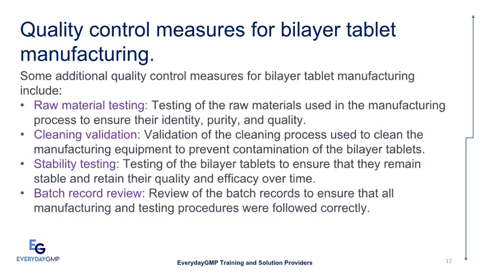Testing of the raw materials used in the manufacturing process to ensure their identity, purity, and quality. Cleaning validation. Validation of the cleaning process used to clean the manufacturing equipment to prevent contamination of the bilayer tablets. Stability testing. Testing of the bilayer tablets to ensure that they remain stable and retain their quality and efficacy over time. Batch record review. Review of the batch records to ensure that all manufacturing and testing procedures were followed correctly.